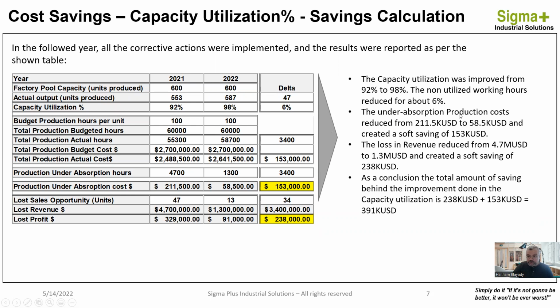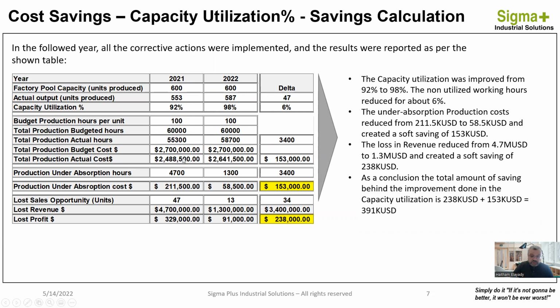So the under absorption production cost reduced from $211.5 thousand to $58.5 thousand and created a soft saving of 153. Okay, so if you multiply the 3,400 hours with the $45, it will give you the value of $153,000. The total production budget cost didn't change.